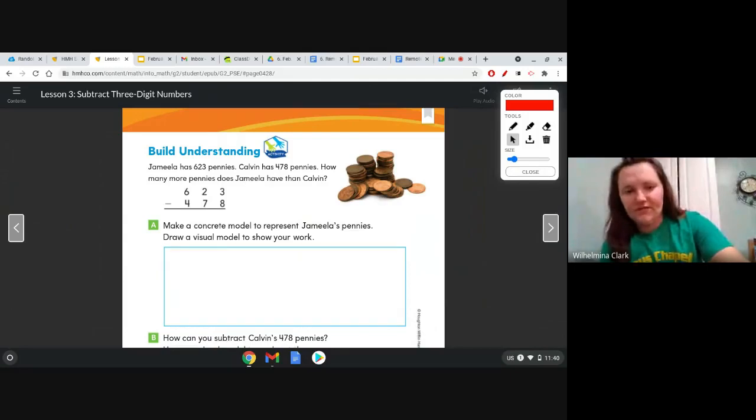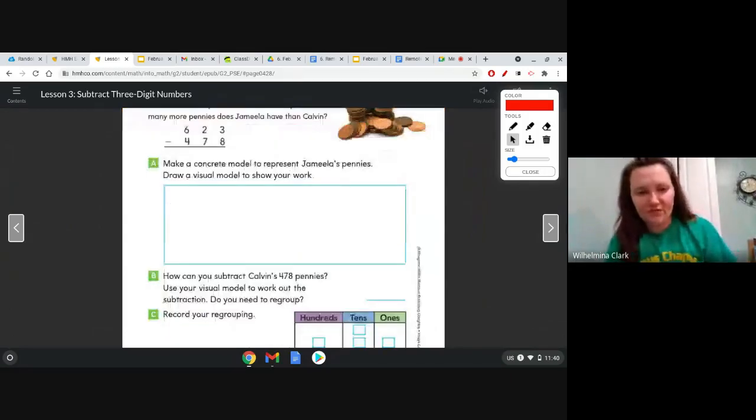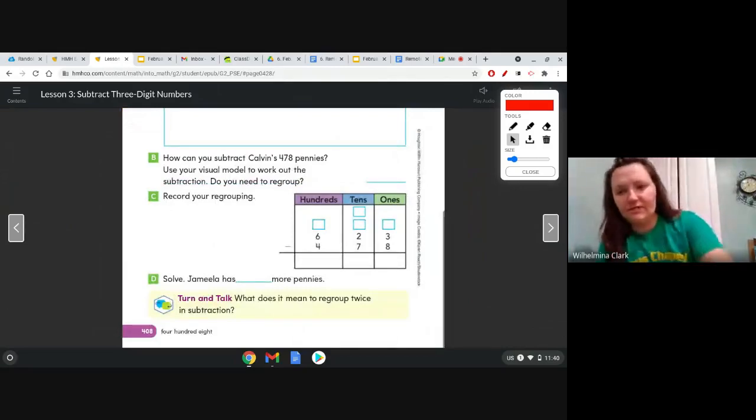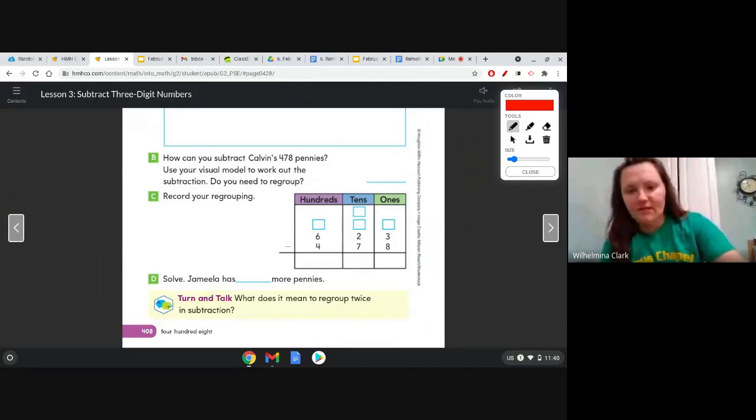So it says, how can you subtract Calvin's 478 pennies? Use your visual model to work out the subtraction. Do you need to regroup? All right, so looking here, 3 minus 8. We can't do that, can we? At least not right now. So what you're going to have to do is regroup or borrow, just like we did the last time, right? So let's go over here.